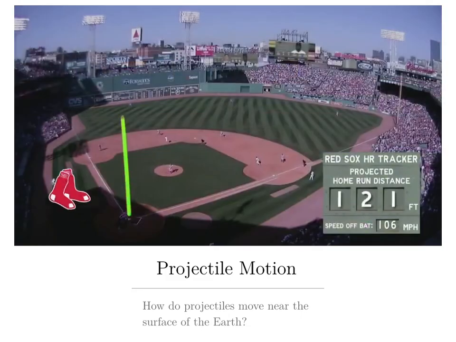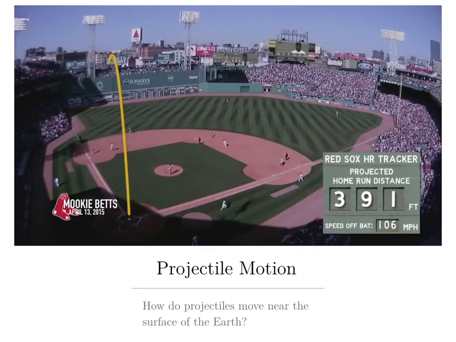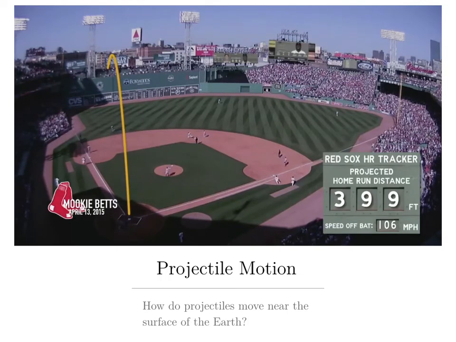A special case of two-dimensional motion is the motion of projectiles near the surface of the Earth. Of course, in reality, projectiles like the baseball in this video move in 3 dimensions, but we can explain this motion assuming only 2 dimensions, using the principles of motion described previously in this lecture, as well as in lecture number 2.